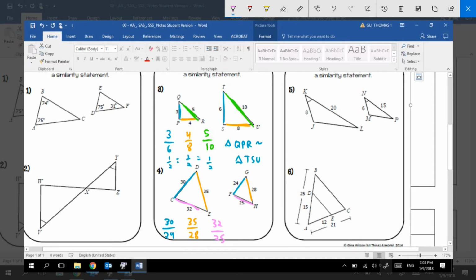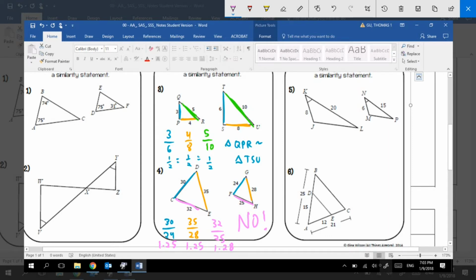One way you can check it very simply, if you don't know how to reduce, is plug it into the calculator and see what decimal that gives you. So for example, if I put 30 over 24 into the calculator, it gives me 1.25. Now 35 over 28, that is 1.25. Okay, looking good. Now 32 over 25 in the calculator, 1.28. Oh my goodness, it's not the same. That means that all three sides are not the same ratio, which means that no, these are not similar triangles.